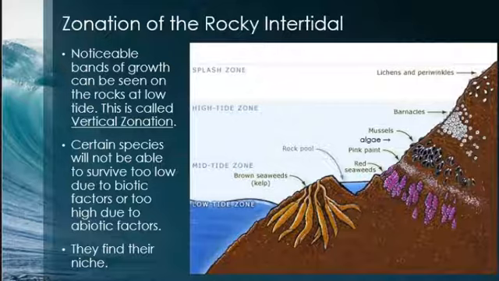Noticeable bands of growth can be seen on the rocks at low tide. This is called vertical zonation. Certain species will not be able to survive too low due to biotic conditions like predation, or too high due to abiotic factors like desiccation. They find their niche along the way somewhere.